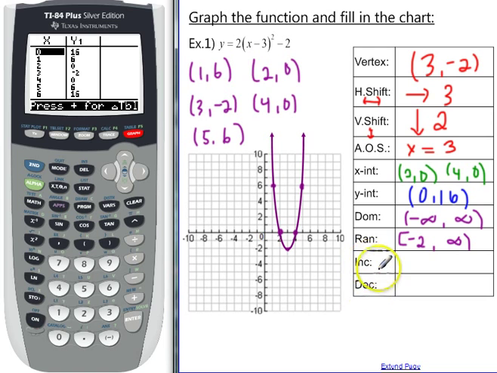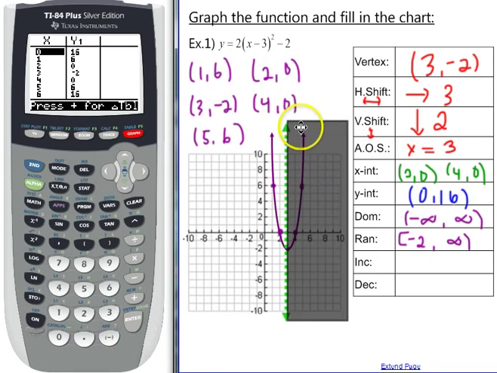Now, in order to answer our increasing and decreasing, we're going to need to plot our axis of symmetry. So remember, the axis of symmetry is a vertical line that goes through our vertex. And for increasing and decreasing, you want to section off your graph to see where the part of the graph is increasing and what part is decreasing. So I'm going to use this shade to cut off half of our graph, and I'm going to cut it at the axis of symmetry.